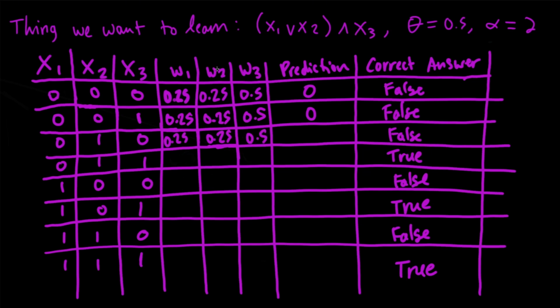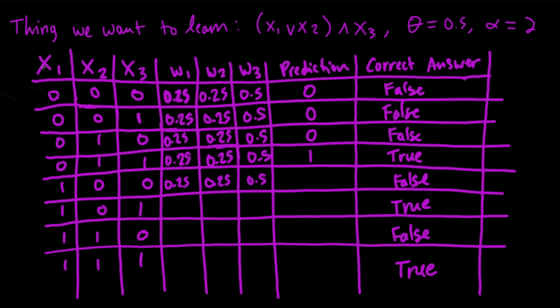Now we do x2 times w2, which is 0.25. 0.25 is less than or equal to theta, so we predict 0, which is correct. So we don't modify the weights. 0.25, 0.25, 0.5. Okay, now we do x2 times w2, which is 0.25, plus x3 times w3, which is 0.5. So that's 0.25 plus 0.5, which is 0.75. 0.75 is greater than theta, so we predict 1, which is correct. So we drop our weights down.